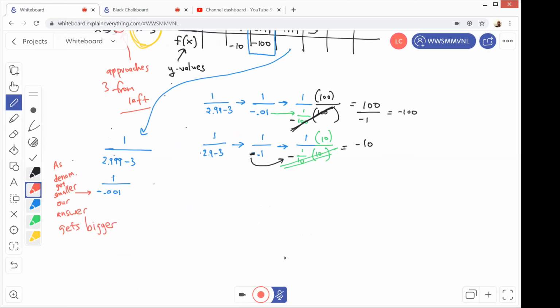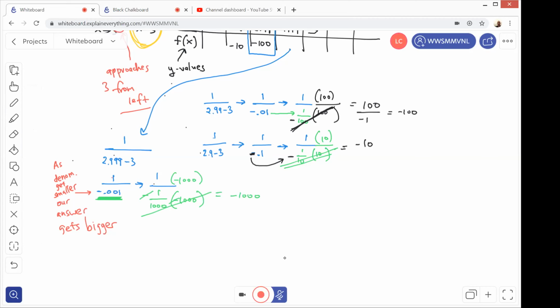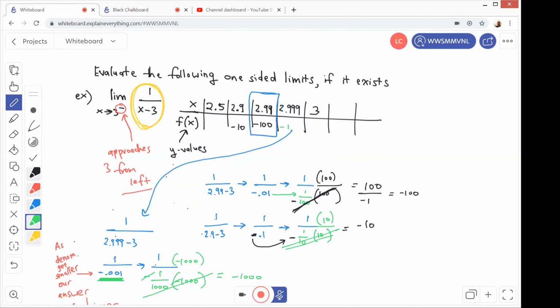So what do I mean by that? Well, you have 1 divided by a negative number. That negative 0.001 is the same thing as saying negative 1 over 1,000. So on the denominator, this decimal is getting smaller and smaller and smaller. But if you do the math operation to get rid of that denominator, the 1,000s cancel, and your answer gets bigger, negatively big. So our answer is negative 1,000. Let me move this back down so we go back to our table. So this is negative 1,000.